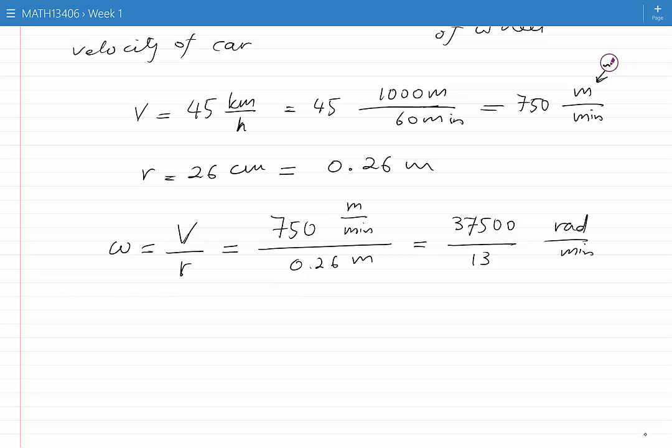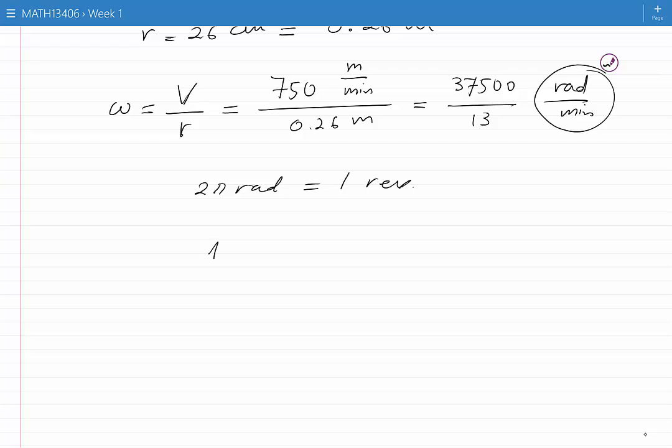As you can see, I am not dividing 37,500 by 13 because that would lead to rounding a number, because I won't be able to keep all the digits of the number. But there is no reason that I do any rounding at this stage. I'll do all the rounding at the very end. Now I need to convert radian per minute into RPM, or rotations or revolutions per minute. We notice that 2 pi radians is equal to 1 revolution. Therefore, 1 radian is equal to 1 over 2 pi revolution.